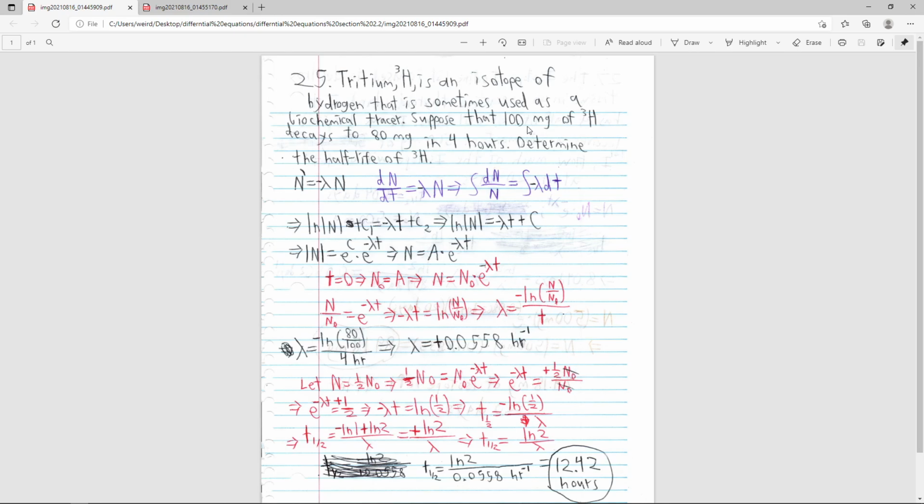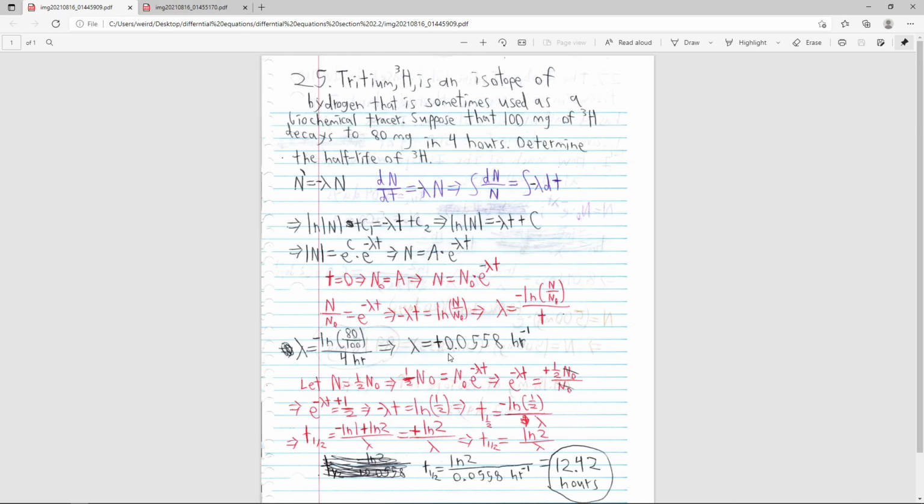And we have 100 milligrams of tritium decays to 80 milligrams in 4 hours. So t equals 4, and in this case n equals 80, because that's the amount at a time of 4 hours, and n0 equals 100. So 100 milligrams and 80 milligrams. We plug all that in. Make sure you keep the signs right. So it's negative ln of 80 divided by 100. That'll be a positive number, divided by 4 hours.